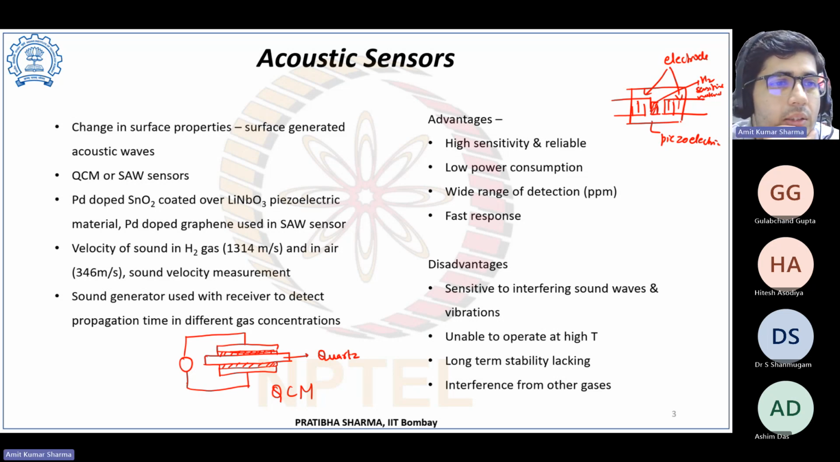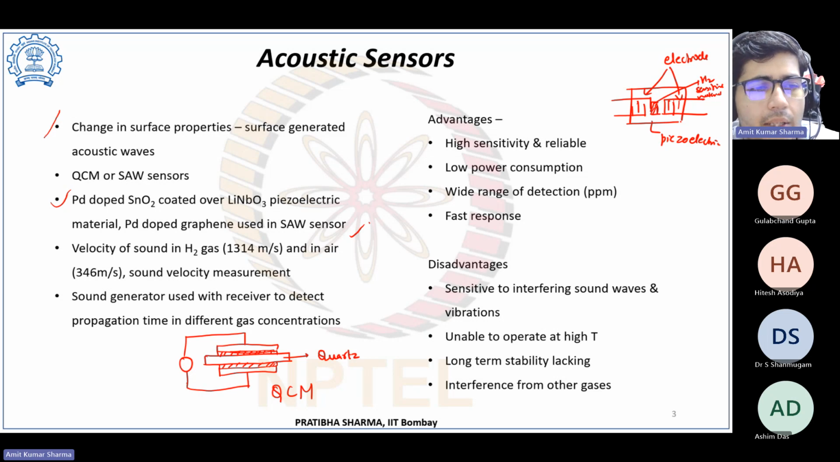So it changes the surface properties. Okay, based on that, surface generated acoustic waves are used in QCM or SAW sensors. Here the Pd-doped SnO2 is coated over LiNbO3 piezoelectric material. Pd-doped graphene is also used in SAW sensors.